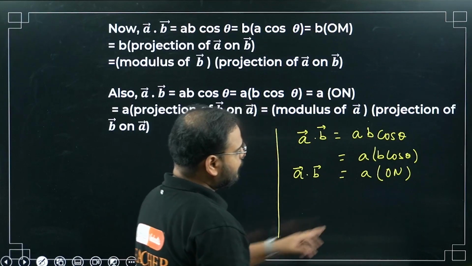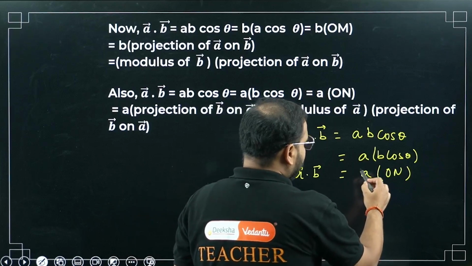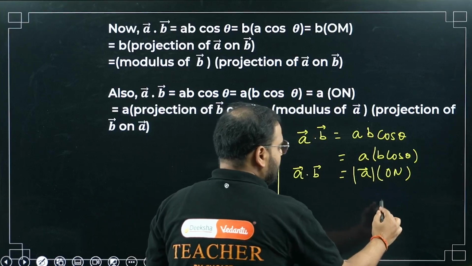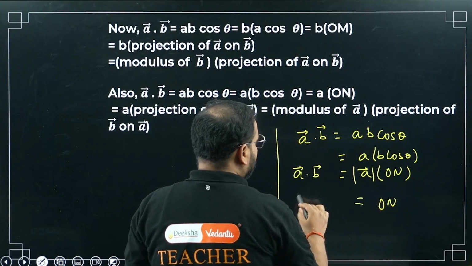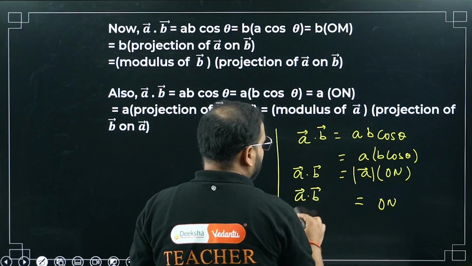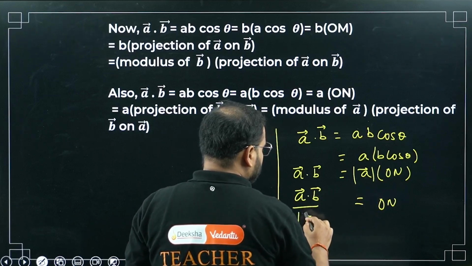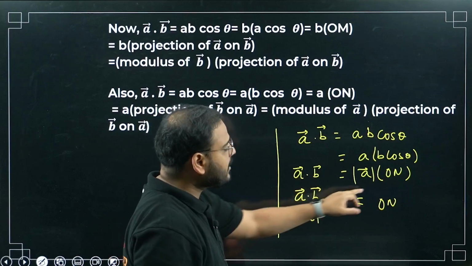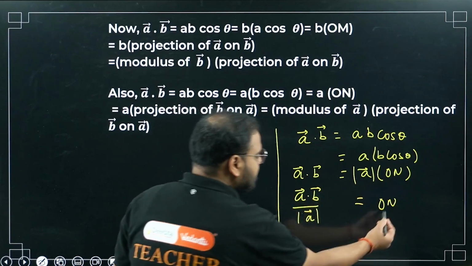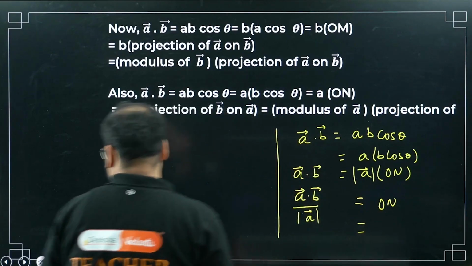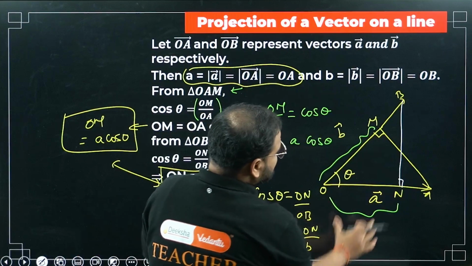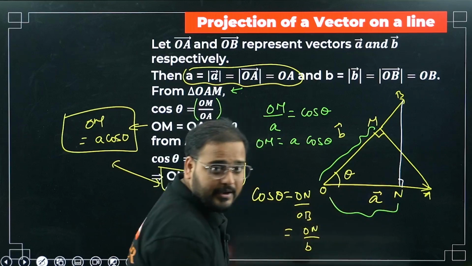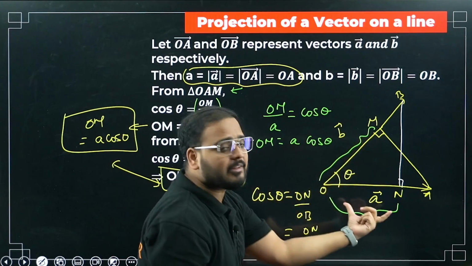Now if you check carefully, A represents simply the magnitude of vector A. So what is the ON value going to be? ON is the dot product of vectors A and B divided by the magnitude of A. And what is ON? If you remember, ON is the projection of vector B on vector A.